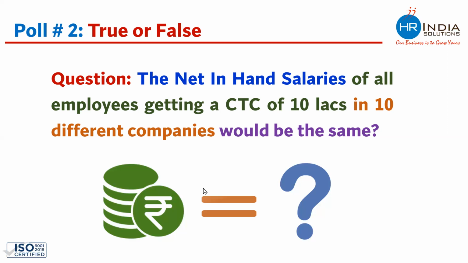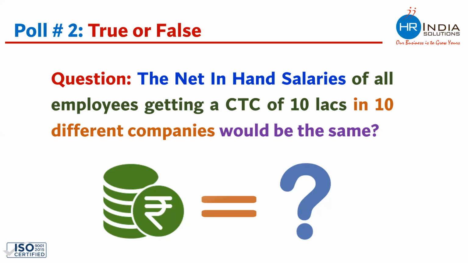Okay, very limited people have responded, but let me end the poll and share the result. All those who have responded are of the opinion that the take home salary would not be same even if they are at the same CTC but working in different companies. The correct answer is yes. The take home salary of all those employees who are getting the same CTC but are working in different companies would never be same.